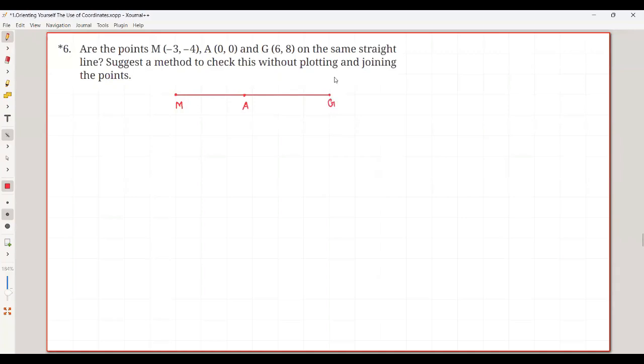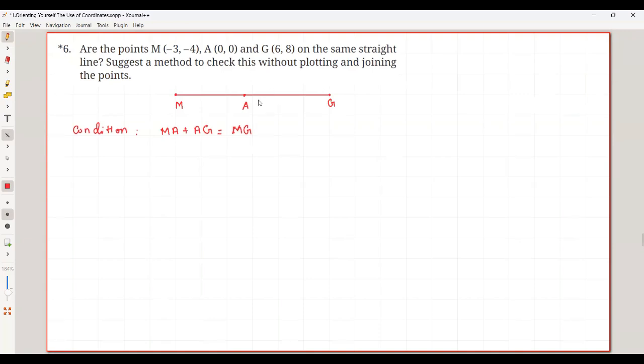If they are lying on the same straight line, the condition is that MA plus AG should be equal to the length of MG. Then we can say they are in the same straight line. Otherwise, it's not in the same straight line. So MA, that is the distance of MA, plus the distance of AG should be equal to the distance of MG.